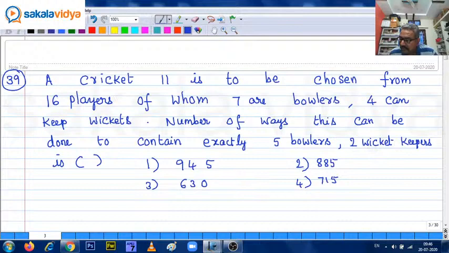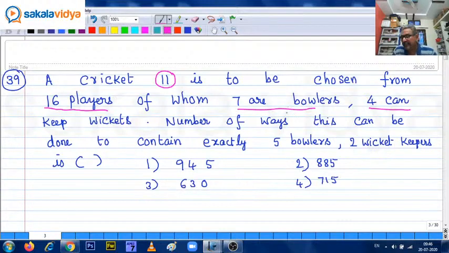The selection of the cricket team is also based on permutations and combinations only. Even BCCI needs to apply permutations and combinations. Here, the cricket 11 is to be selected, an 11-member team, out of a probable 16 players. Out of 16, 7 are bowlers, 4 are wicket keepers. Rest are the batsmen.